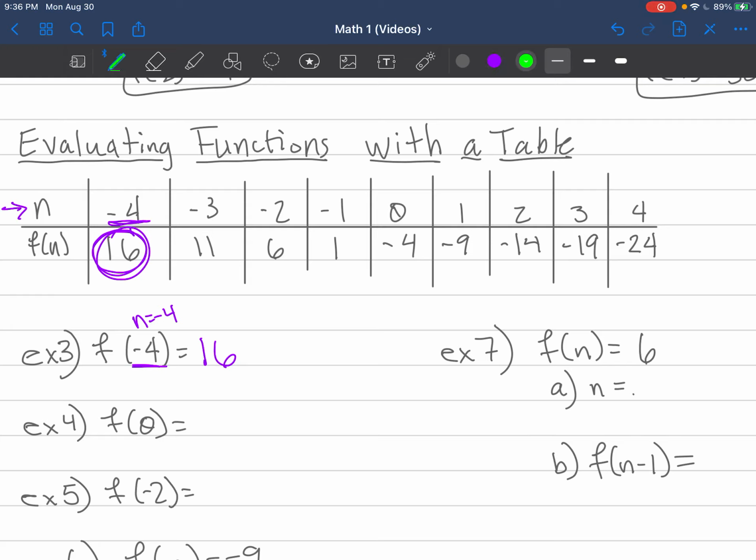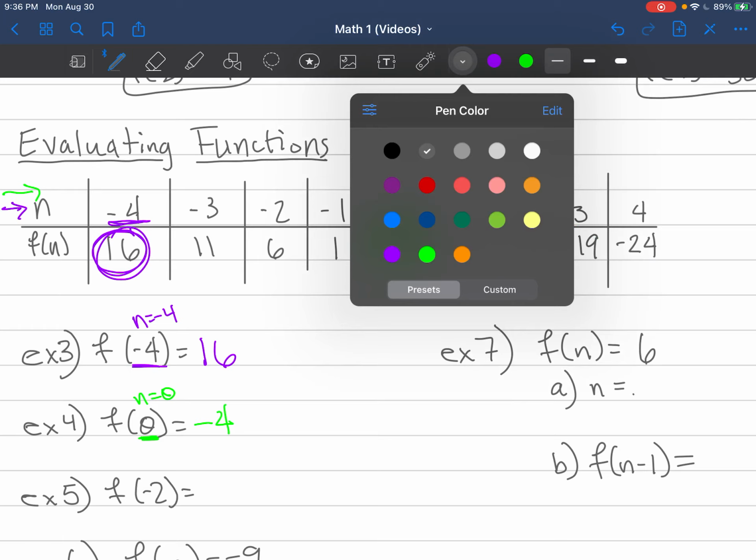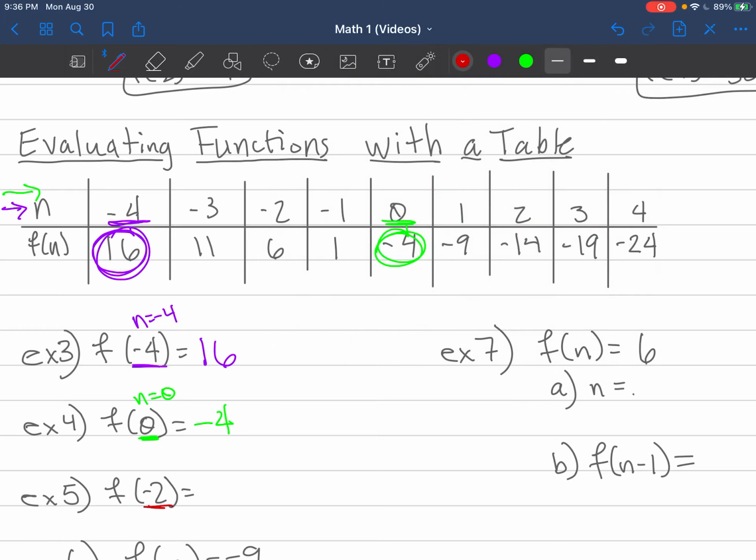Looking at the next one, we have f of 0 equals something. So I look in my n column because n is equal to 0. I find 0, his partner is negative 4. That's what we're figuring out. The next one we have is negative 2. So this is saying n equals negative 2. So I find negative 2 in my n row, and his partner is 6. Okay.